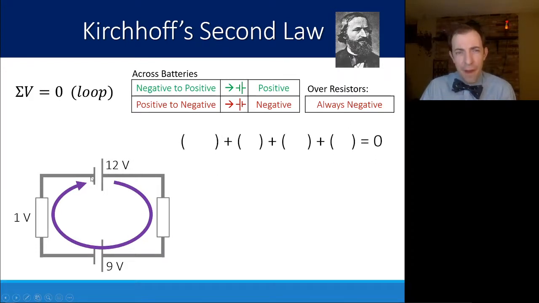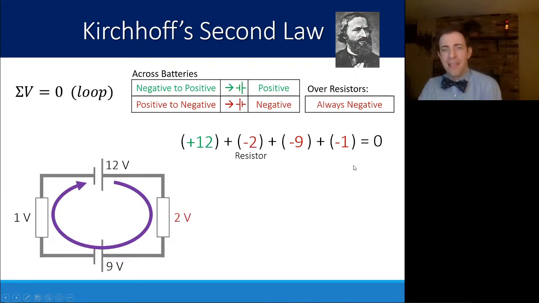I'm going from negative to positive in this first battery, so that's going to be a positive 12. I'm going to have some resistor here, and then now I'm flowing from positive to negative. So this battery here, I'm going to treat as a negative in Kirchhoff's second law, so that's a negative 9, and then a negative 1 for this resistor, which means I've got 12 minus 10. This resistor must be 2 to give me that final of 0.